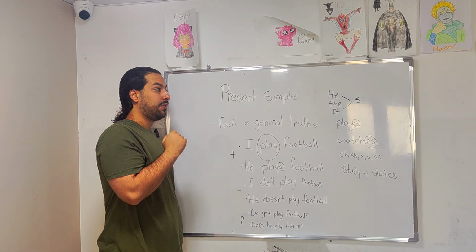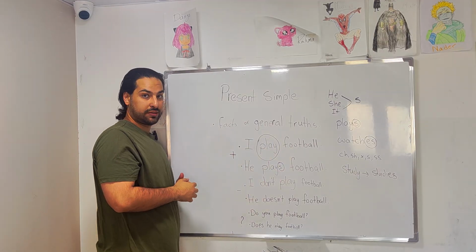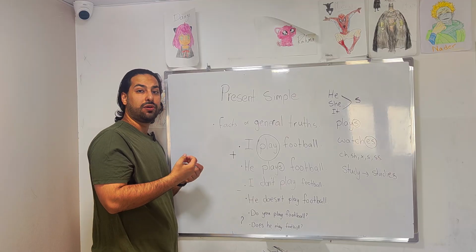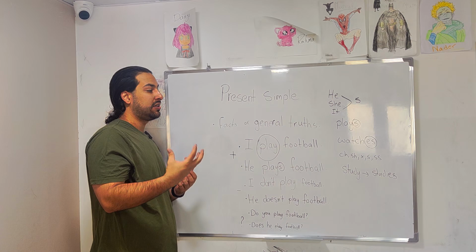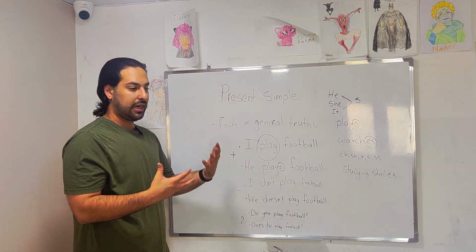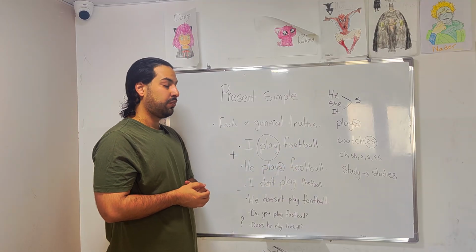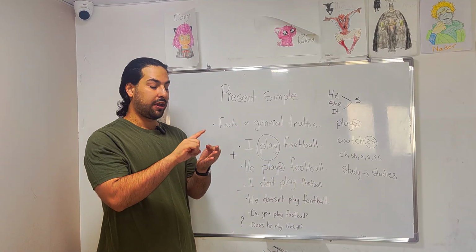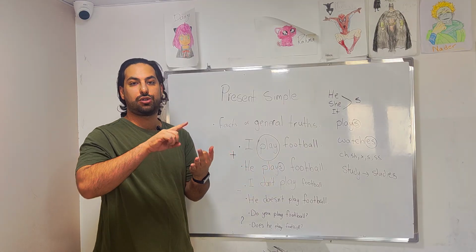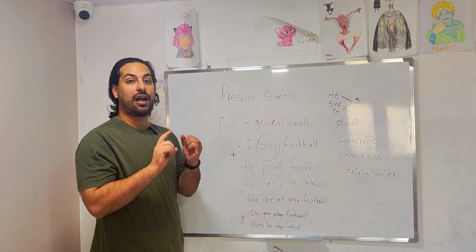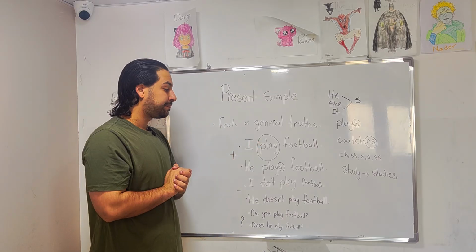Present simple. We use the present simple to talk about facts or general truths. So, facts like the water boils at 100 degrees, or I play football every day. So this is a fact or something I do like every day. For example, I play football. When I use I or you or they or we, the verb stays as it is. So play, watch, go, it stays as it is. I go swimming, I go to school, it stays the same.